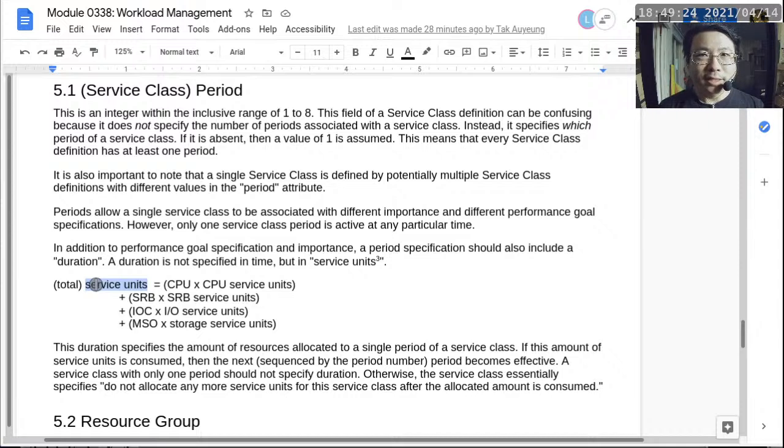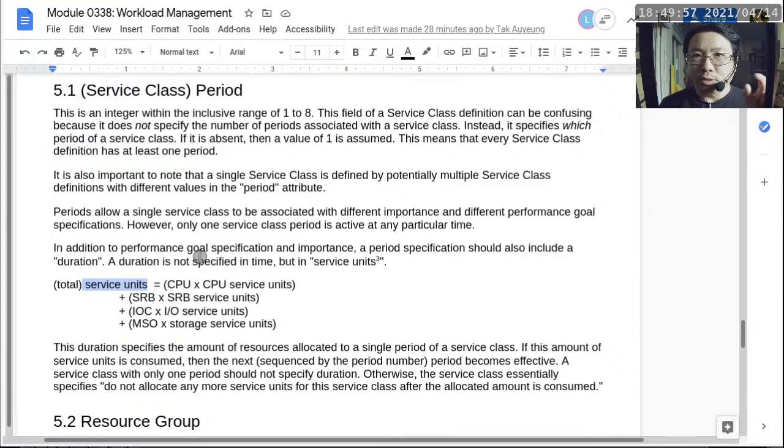All right, so this gets really kind of complicated, right? Because you can basically say, okay, for the first service class period, we'll specify importance level 1, which is the most important, but we only specify a small amount of service units. So what that's going to do is the first bunch of work requests of this kind is going to be done really fast because it is of high importance. We're going to put a lot of resources into it.